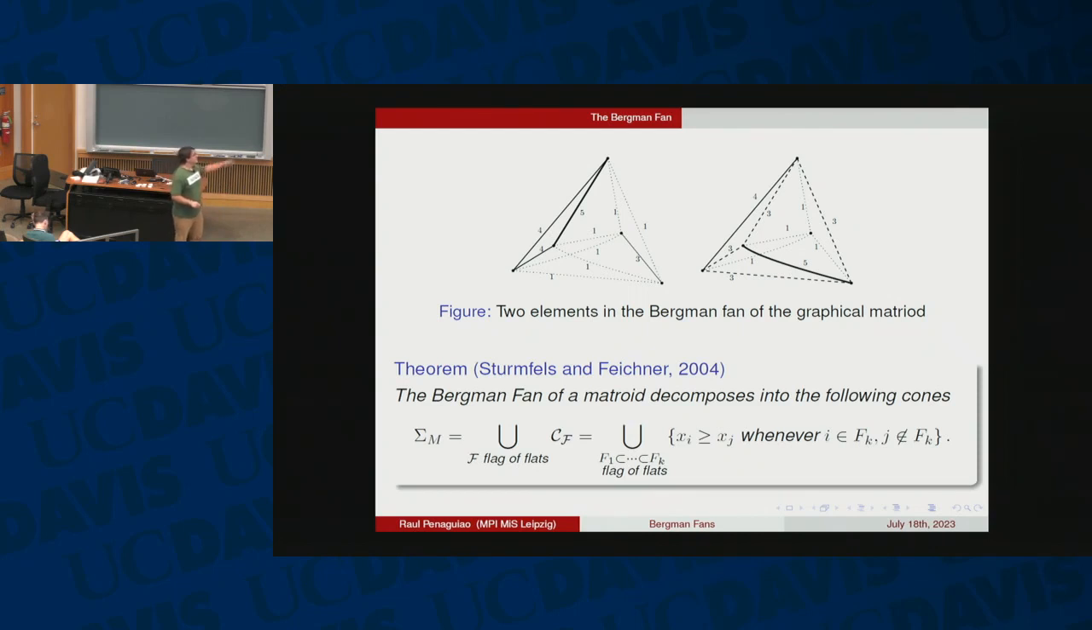And the answer came from Sturmfels and Feichner, and it was a positive answer. It was yes. It was kind of technical if you're not familiar with flags of flats of matroids, but since you're attending this talk, you are familiar with them, so this is perfect. What this tells you is that your Bergman fan will always be decomposed into cones, 1 cone for each complete flag of flats. So that means that whenever we want to compute things on Bergman fans, we can compute only things on the corresponding cones. And that's actually exactly what we're going to do.